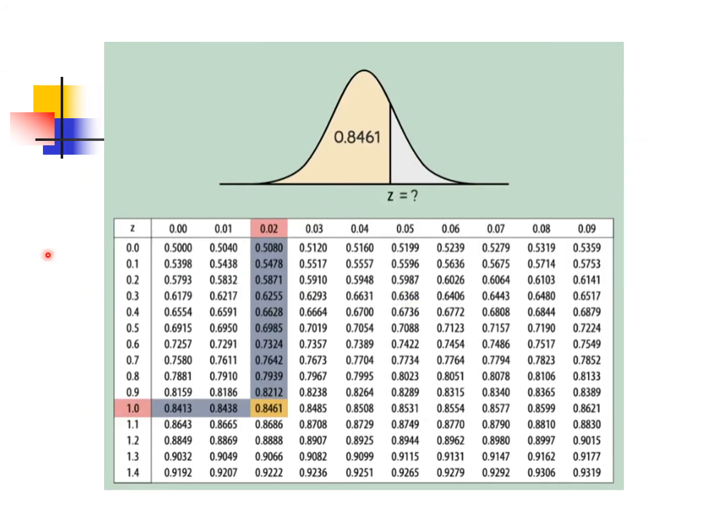Now, once you know the area, you can also find the z-score. Suppose the area is given to you as 0.8461. What is the value of the z-score over here? For that, you just find this area in the table and then correspondingly look at the row and column values. Then it shows that the z value should be 1.02.